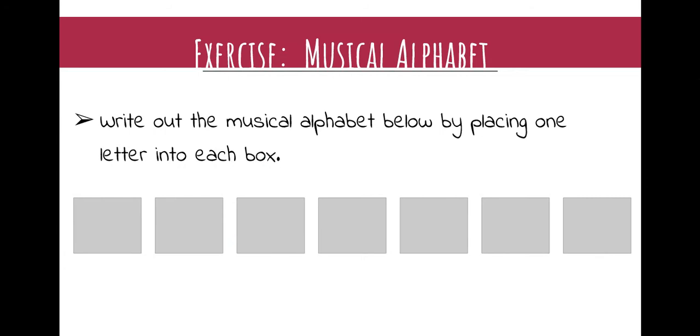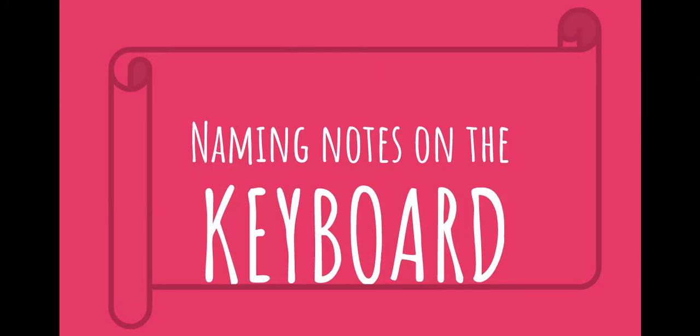So I have an exercise here for you to do at home. Write out the musical alphabet for yourself by placing a letter into each of the boxes below. And as you can see, how many boxes are there? 1, 2, 3, 4, 5, 6, 7. 7 boxes for the 7 letters of the musical alphabet.